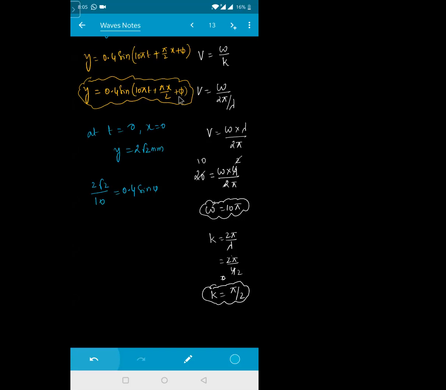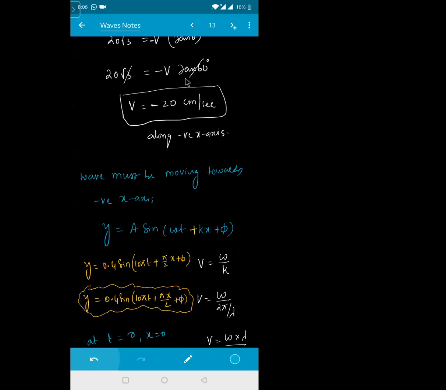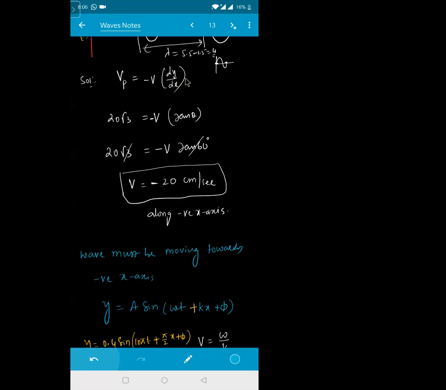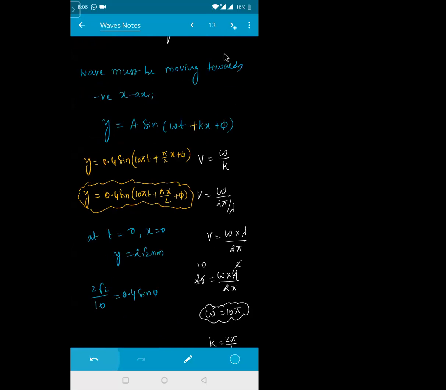Sir, when we were finding the omega, why didn't we take 20 as negative? V is equal to omega by K, no, sir. When we substitute 20, why didn't we take it negative, sir? Where have I taken 20? Down, sir, in the fourth step.